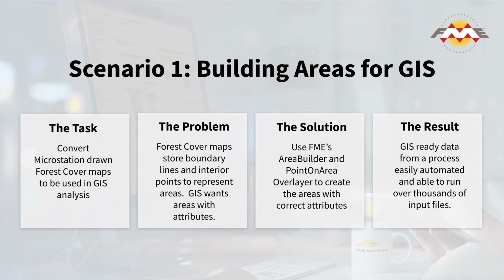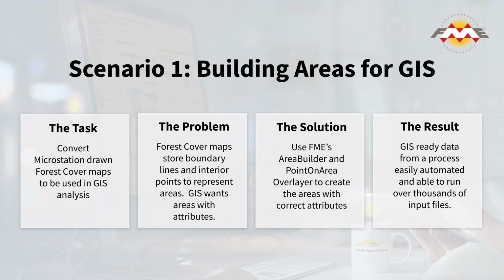The task that we were given, and this actually was the first task that we were ever given at Safe back in '94, is to convert MicroStation drawings that are forest cover maps and bring them into GIS so we can do analysis. The problem is that the forest cover maps store boundaries as lines and interior points to represent the areas. And those interior points have a node number or some attribution with them. And in the GIS we just want areas that have attributes.